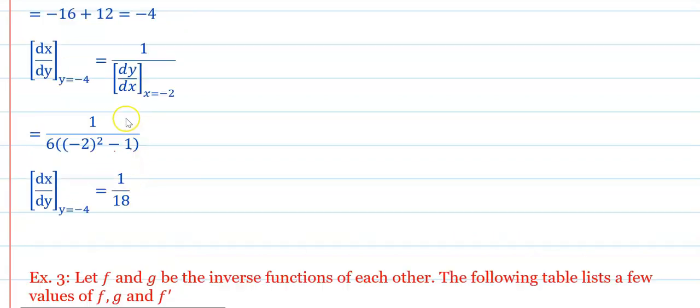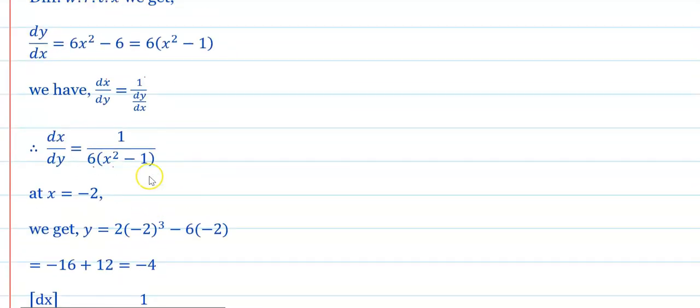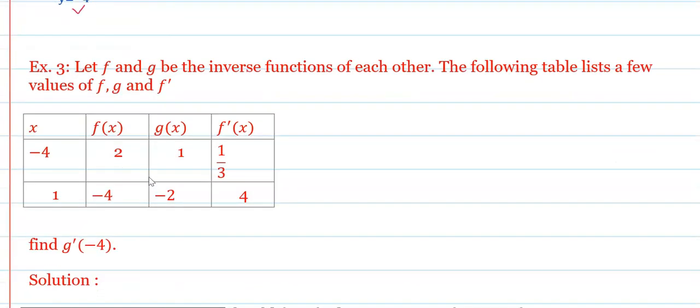Because this dy by dx was all in terms of x, but we have written here y is equals to minus 4. Okay, now the next question.